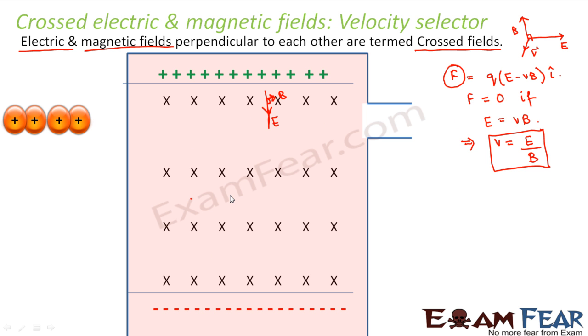So when will it not experience any force? When the velocity of the particle with which it is entering is equal to the ratio of the electric field and magnetic field. So what do we do? Let us suppose I have a couple of particles and I want to find out all the particles which are moving with the same velocity. So in that case, we can use this concept.